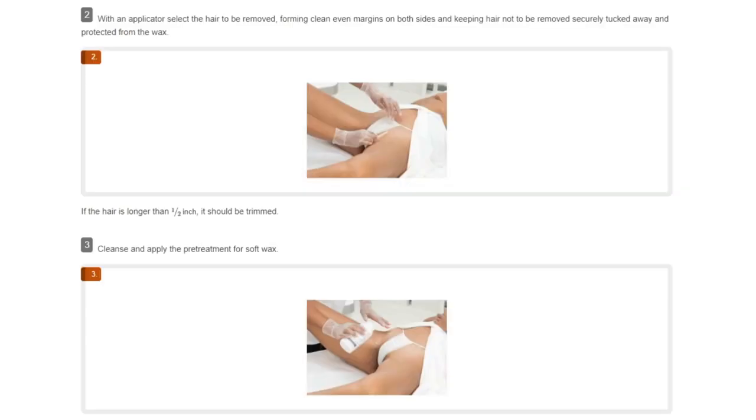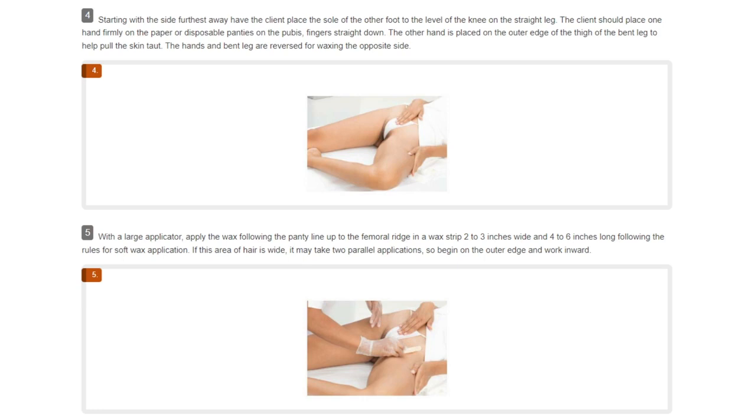2. With an applicator, select the hair to be removed, forming clean even margins on both sides and keeping hair not to be removed securely tucked away and protected from the wax. If the hair is longer than 1/2 inch, it should be trimmed. 3. Cleanse and apply the pre-treatment for soft wax.